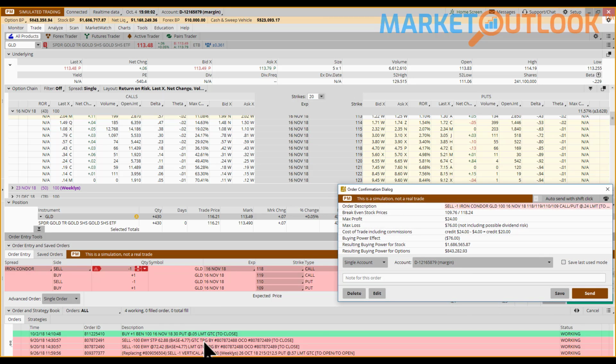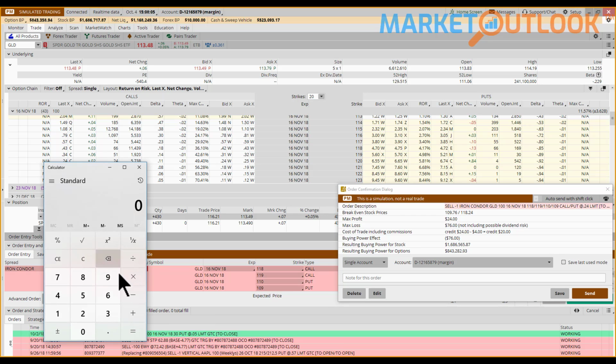If I click on confirm and send here, I can get my calculator out and just show you that if you take the $24 of max profit, divide by the $76, 24 divided by 76, that gives us a 31.5% return on risk. Now, obviously, you're going to adjust your position size as necessary. I'm just doing one for educational aspect here, but obviously, you're probably going to do more than one contract. But the math will hold no matter how many contracts you're doing from a percentage basis. So a 31.5% return on risk there.